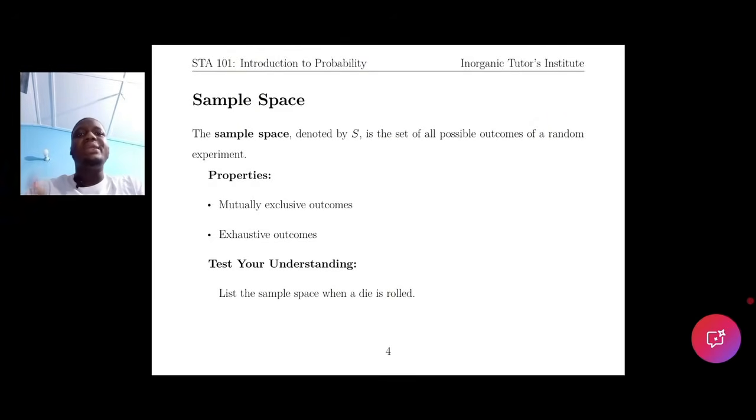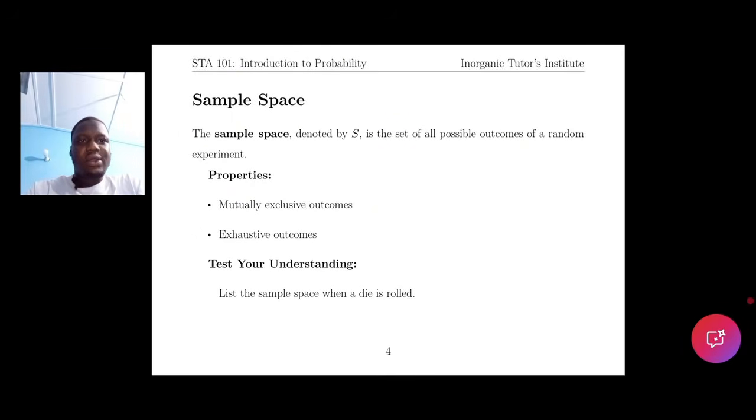So these are the two most important properties of a sample space. One, of the elements that you list, two of them shouldn't happen at the same time. Only one should happen after we complete the experiment. And two, you shouldn't take out any outcome that is possible. If an outcome is possible and you leave it out of the sample space, that makes your sample space totally wrong.